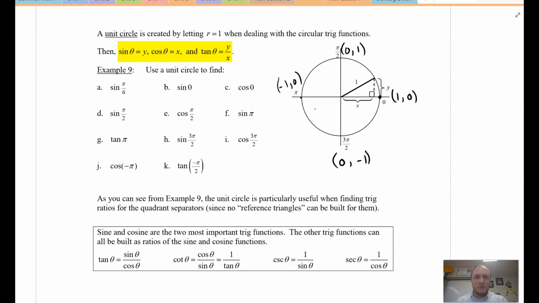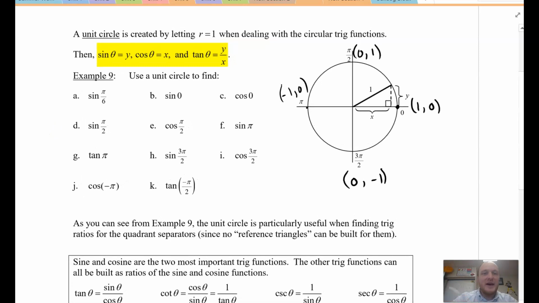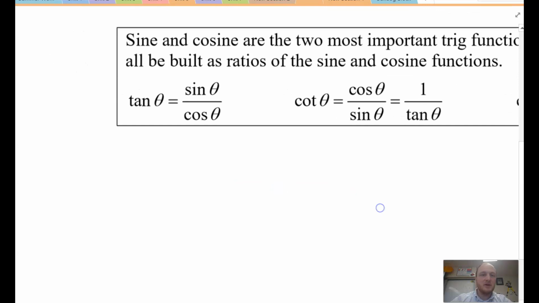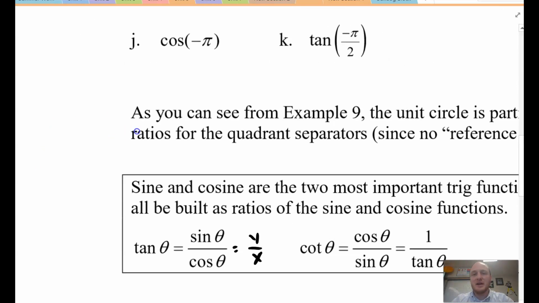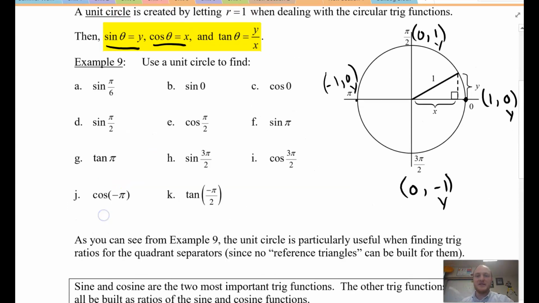Okay, so we're going to get questions about these key points, and we need to remember a couple of things. We need to remember that sine of theta is y. Okay, so this is a sine value. This is a sine value. This is a sine value, and then that our x values are cosine. So remember that. And then also that tangent of theta is sine over cosine. So then wouldn't it make sense that in this case, it's y over x? It sure does. Okay, so that's what we're going to do in this area right here.